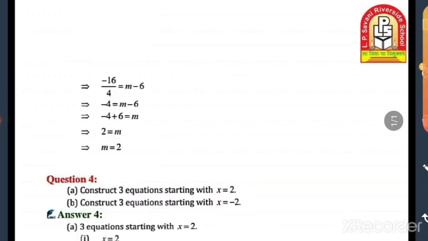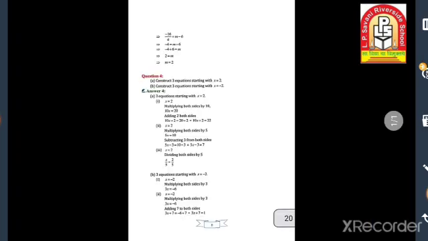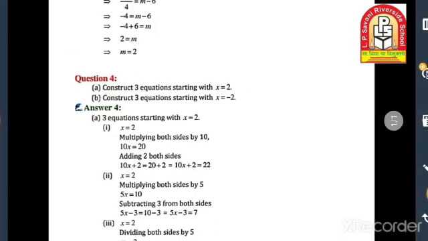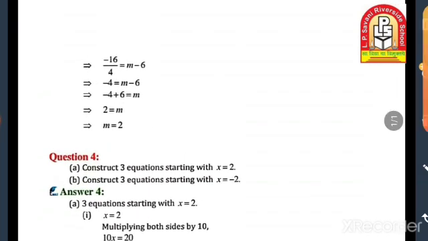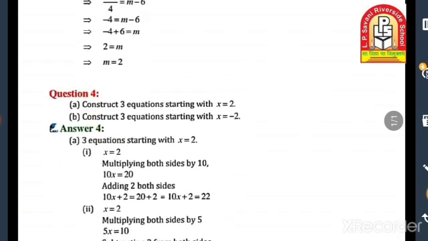So 16 upon 4 is 4, and after that 2 is equal to m. Because here I have not given the simplification, that is in your homework. I directly put the answer m is equal to 2 over here. Okay, so try it in your homework.